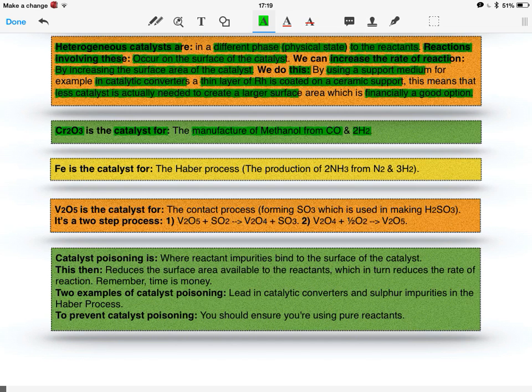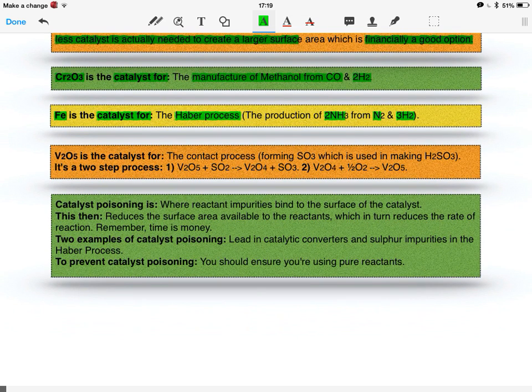to produce methanol. The next catalyst is iron, and this is the catalyst for the Haber process. And we all know this by now, that's the production of ammonia from nitrogen and hydrogen gas. And for this reaction, we'll use 3 moles of hydrogen gas, 1 mole of nitrogen. The reaction will be using a solid iron catalyst, and it will form 2 moles of ammonia.